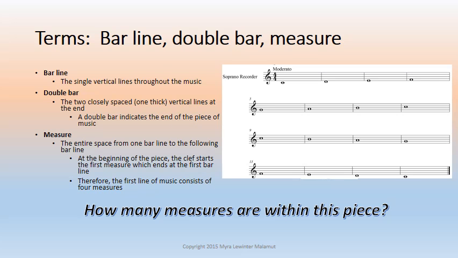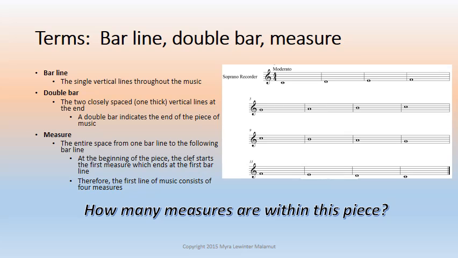More terms for you to know: bar line, double bar, and measure. A bar line is the single vertical lines that go throughout the music. So, for example, you look between the first two notes, the low C and the low D, and there's a line that goes up and down right before the low D. That's a bar line. And then before the E that follows, that line that goes up and down is another bar line. If you go all the way to the end of the line, you see another bar line at the very end of line 1.